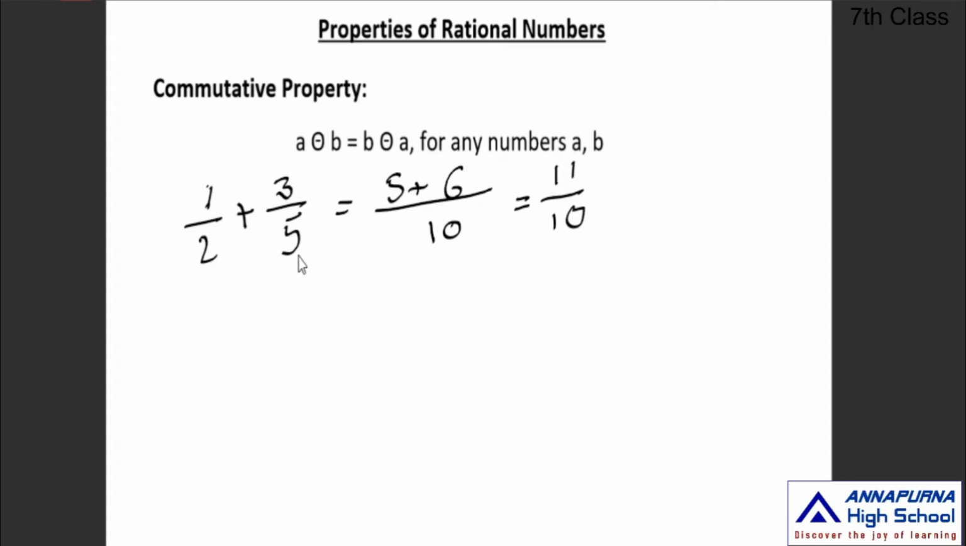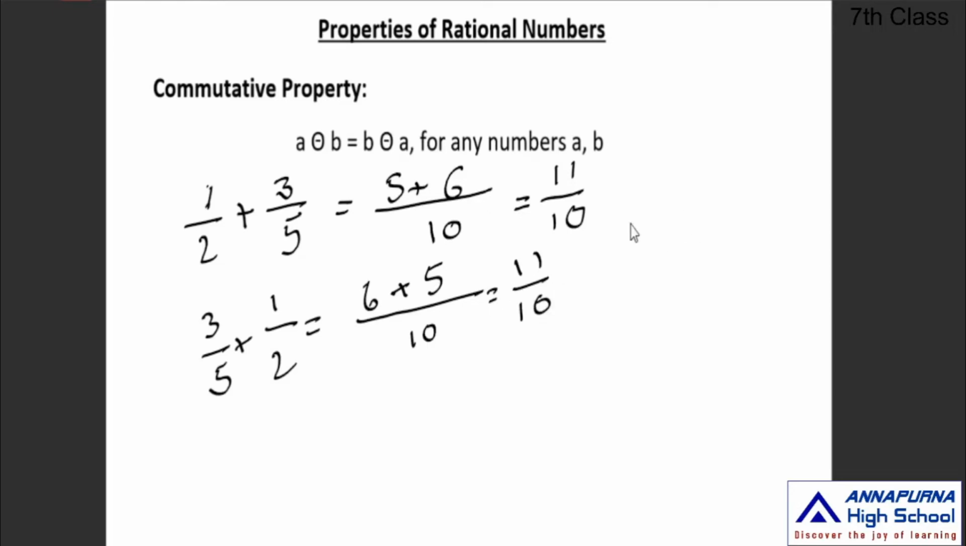Now change the order. Here we have taken 3 by 5 as the second number. Now let us take that number in the first place and the other number in the second place, and find its value. So 3 by 5 plus 1 by 2: the LCM is 10, and the numerator is 6 plus 5, which is equal to 11 by 10. Do you get the same result or not? Yes, you get the same result. That means if you add the two rational numbers in any order, you get the same result.